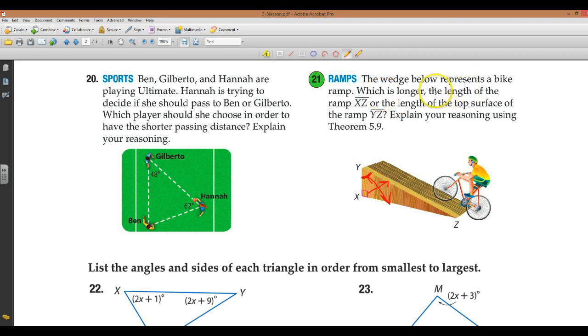So once again, which is longer? That would have to be YZ. YZ would have to be longer, so the surface of the ramp, because it's opposite from a greater angle, and that's how we would explain it.